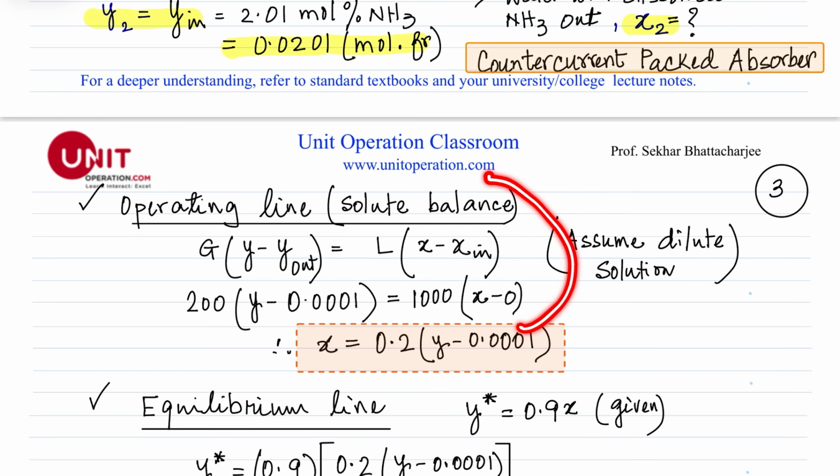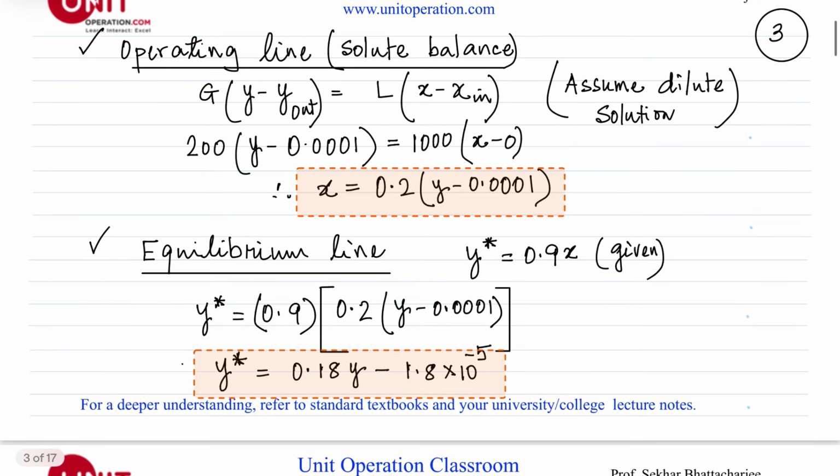All the details are given here. And this, of course, is the equilibrium line. So what we can do, we can say Y star is equal to 0.9x.